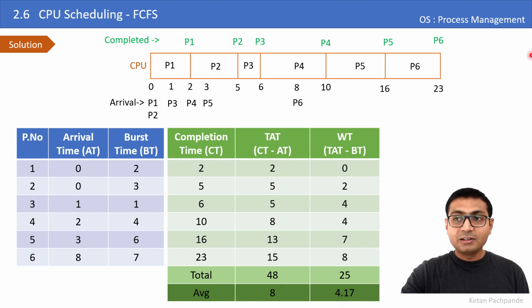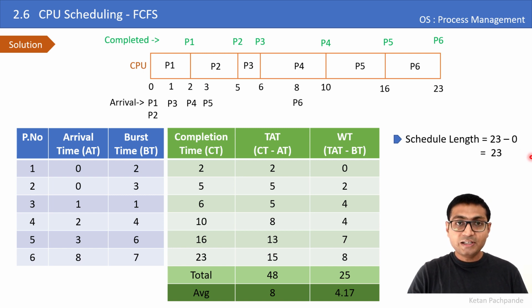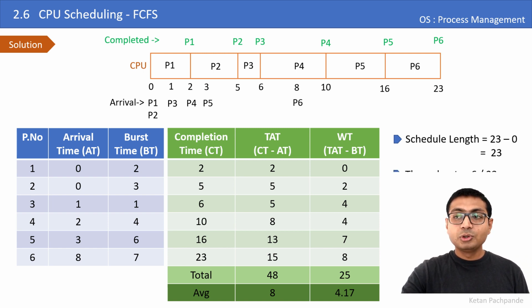Let's calculate the rest of the factors. The third factor is schedule length. The formula is given by the completion time of the last process, which is 23 here, minus the arrival time of the first process, which is 0 here. So 23 minus 0 indicates 23 is the total time required to complete all processes in the system. The next factor is throughput. Throughput is given by N by L, where L is the schedule length. So there are 6 processes divided by 23, the total time required to complete all processes, and the fraction is 0.26.